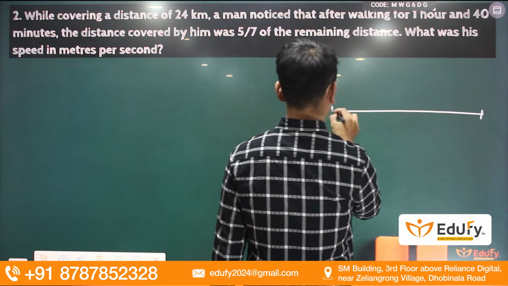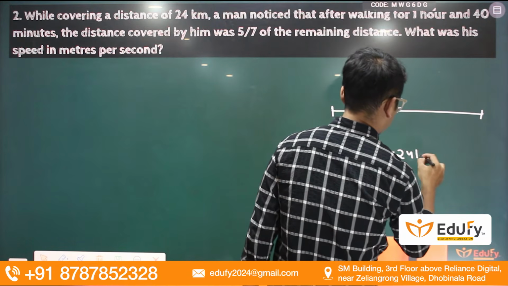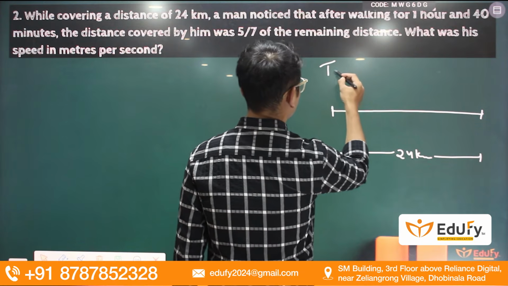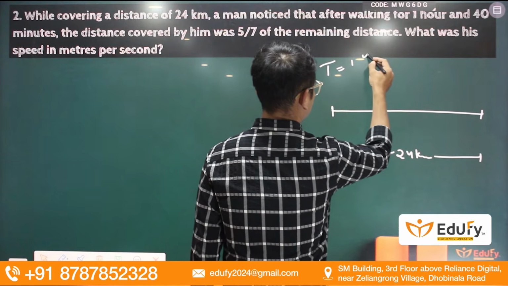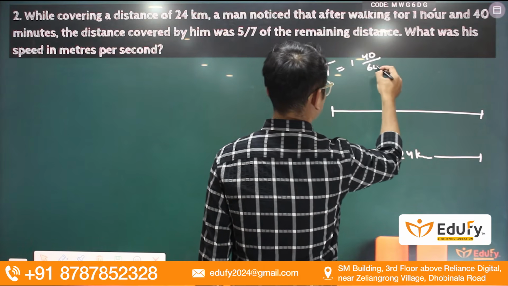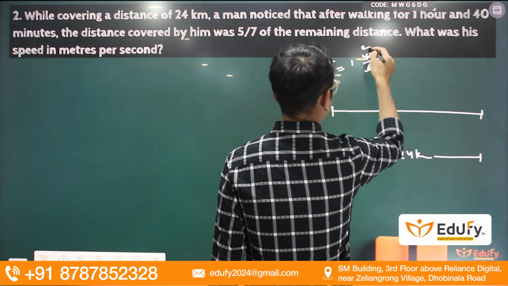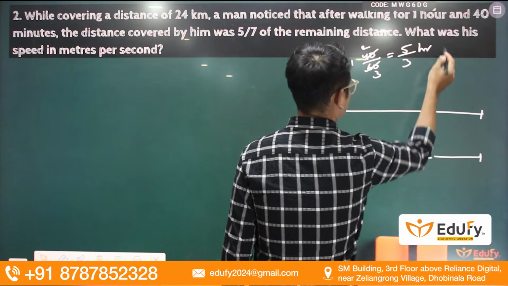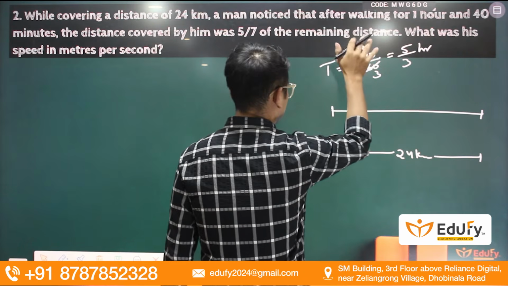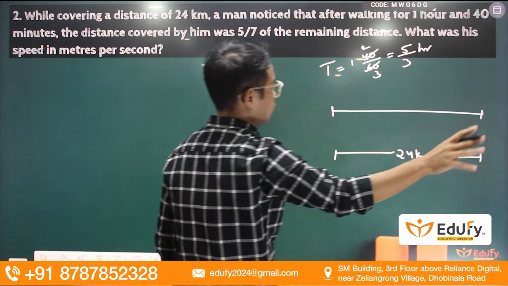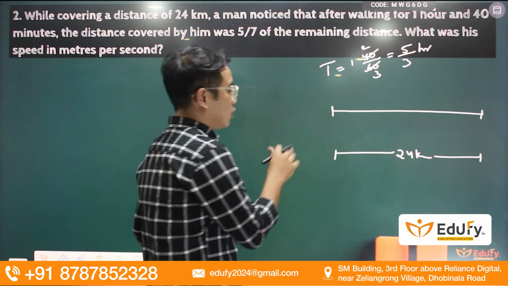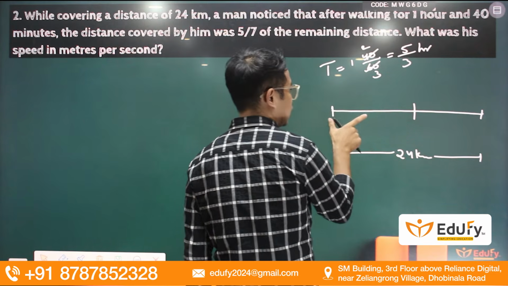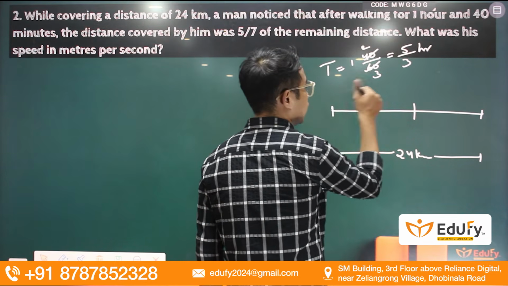Assume that this is the 24 kilometers that the man has to travel. After traveling for 1 hour and 40 minutes, I will try to convert this into hours. So this is 1 and 2 by 3, which will give me 5 by 3 hours. Because this is in kilometers, I would like my time also to be in hours or minutes depending on the question. How much distance we have covered in that time, we are not sure, but let's say that we have covered this much distance in that 1 hour and 40 minutes.